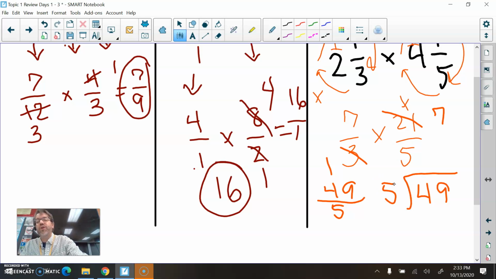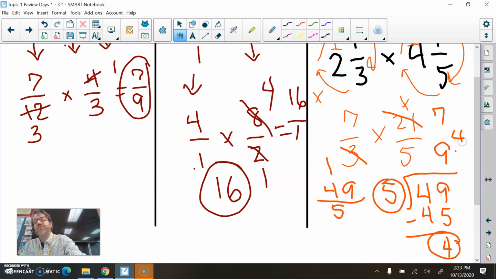5 won't go into 4, but it does go into 49 9 times. Okay, 9 times 5 is 45. Subtract, we get a remainder of 4. We put the remainder over the divisor when writing our mixed number. So we have 4/5 here. 4 goes over 5. We have 9 4/5 for our final answer on that one.